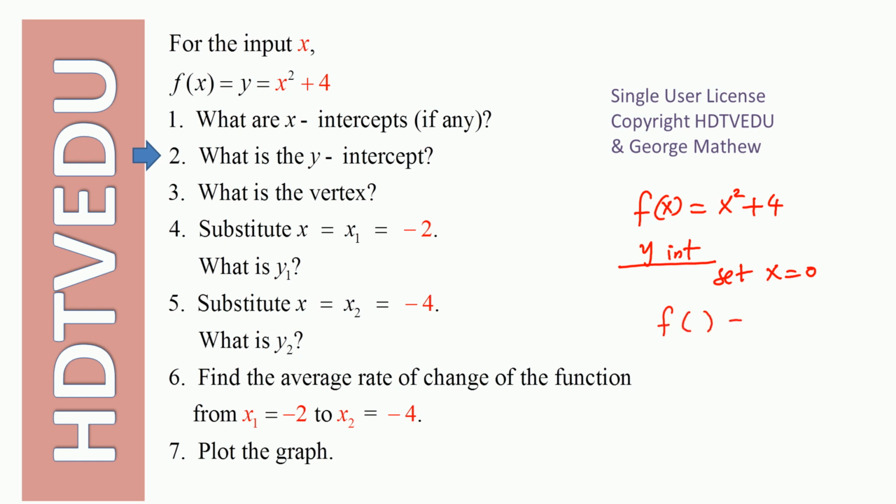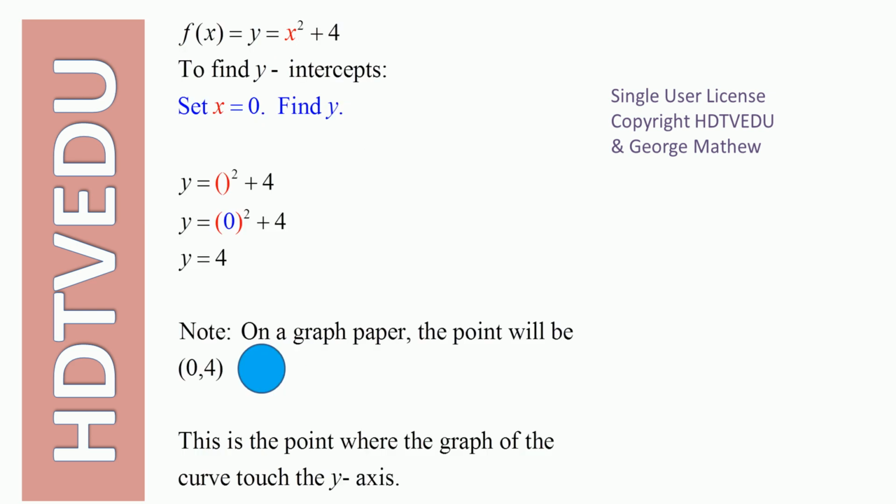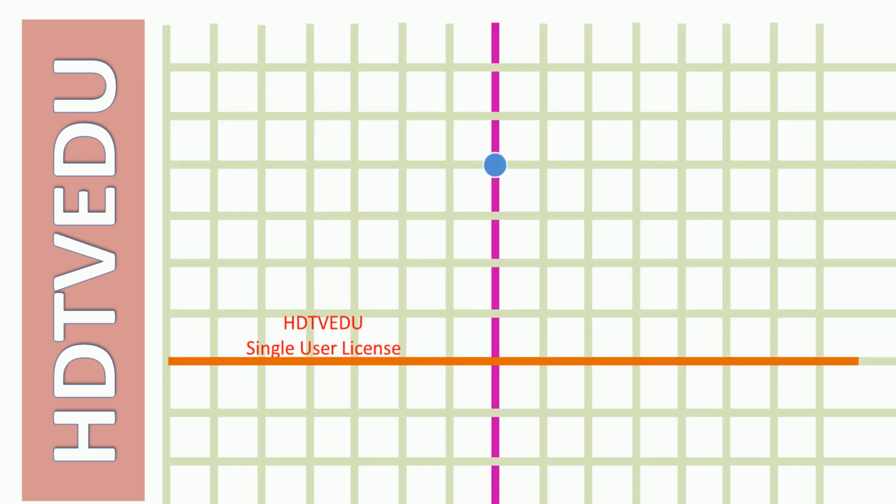So f of 0: wherever we have x, we substitute 0. What is 0 squared? 0 plus 4, and that is 4. So when x equals 0, y is equal to 4. That's what we did here: set x equal to 0 and find y, and we get 4. So we get the point (0, 4). This is the point where the graph of the curve touches the y-axis. So 1, 2, 3, 4.